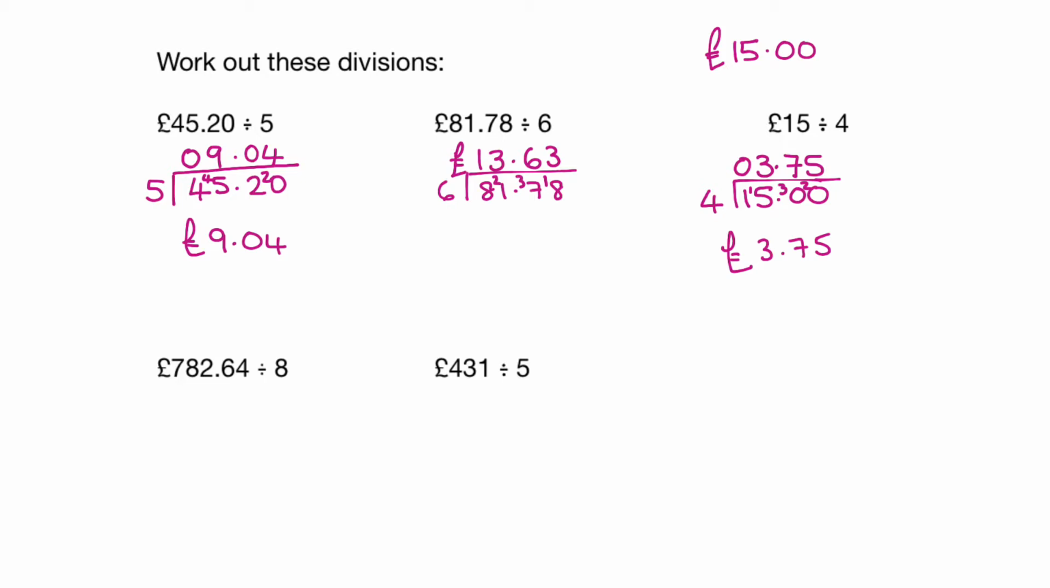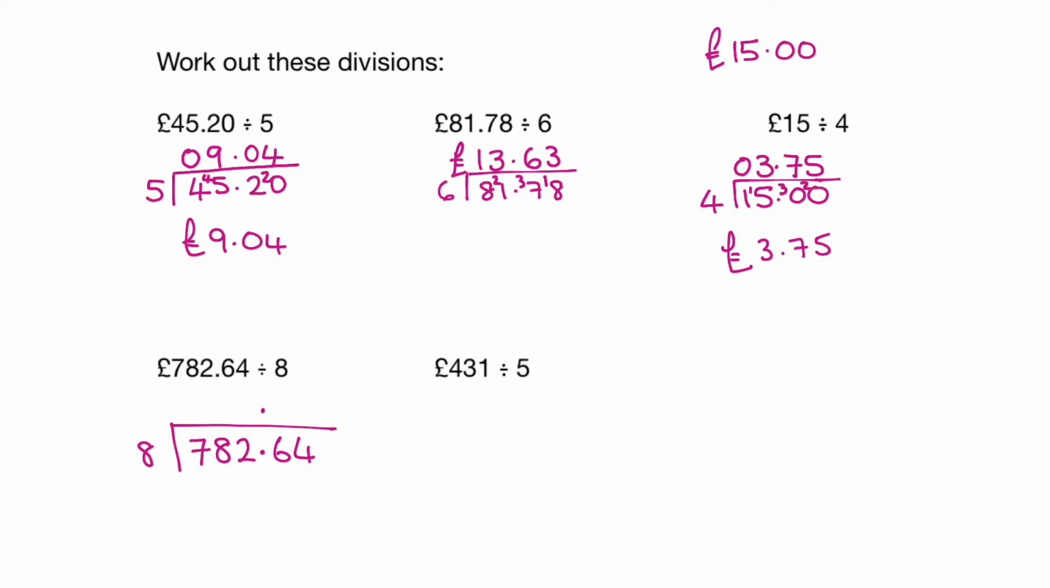Next one. £782.64 divided by 8. So when you're doing these divisions, you can either put the decimal point in before you start, because we know where it's going to go, or you can just do it as you're going along, or you can do it at the end. You must just remember to do it.